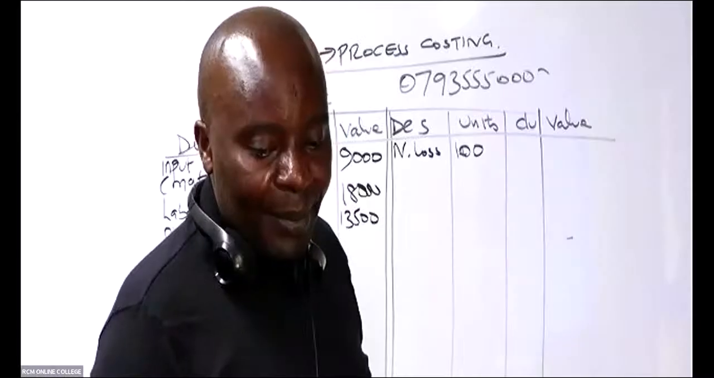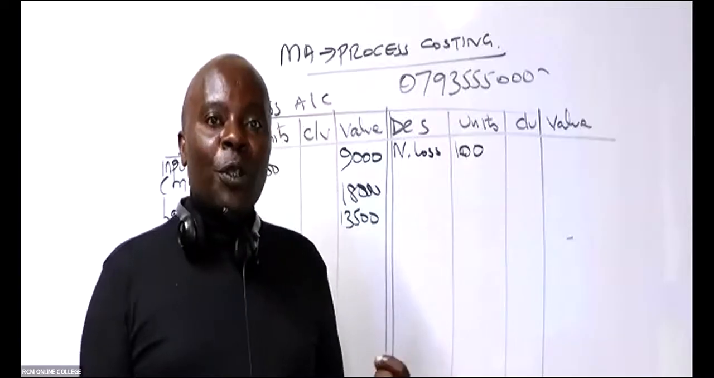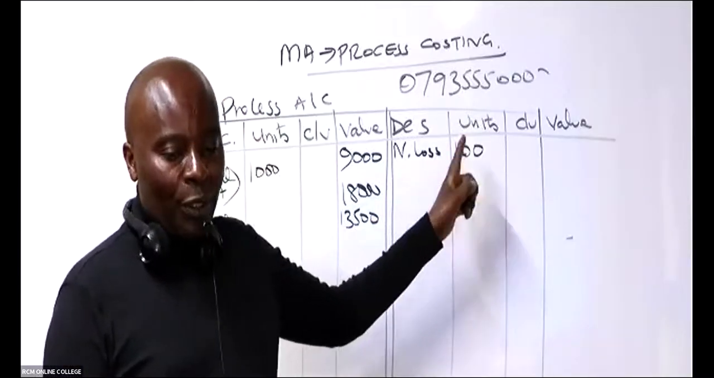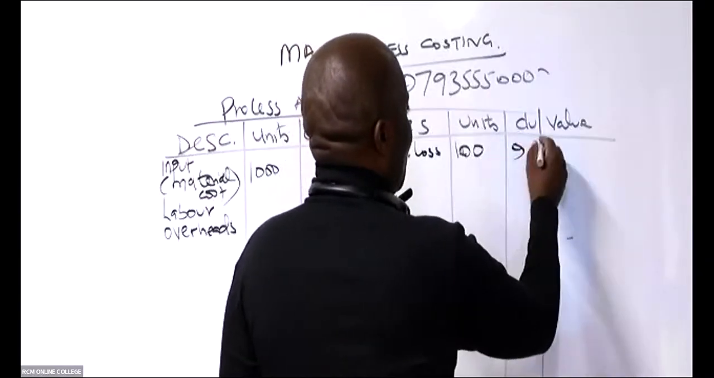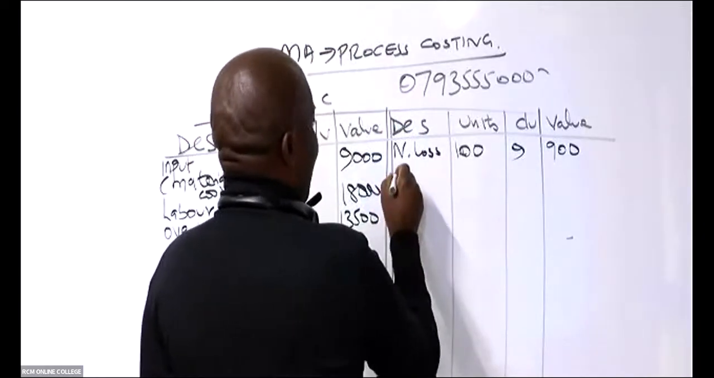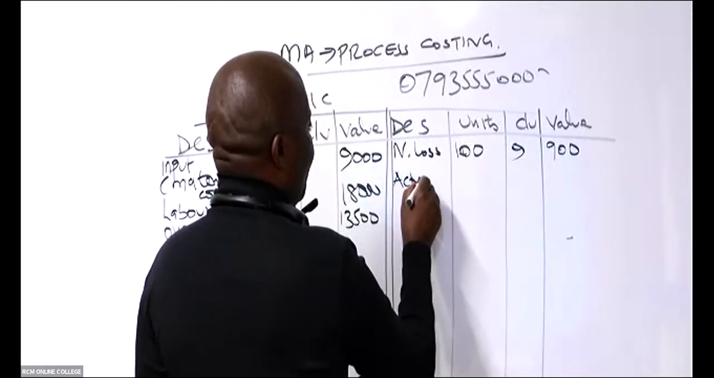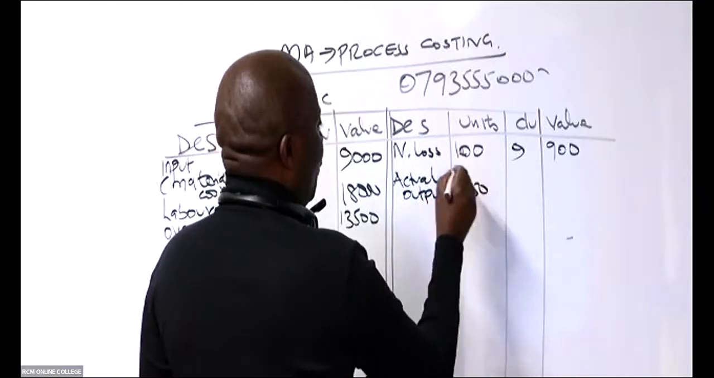And remember, at times the scrap value is not given. If the scrap value is not given, you should always multiply whatever quantity you have here by 0. But now here we have a scrap value of 9, which gives us 900. Apart from that, we have the actual output. The actual output is 850.